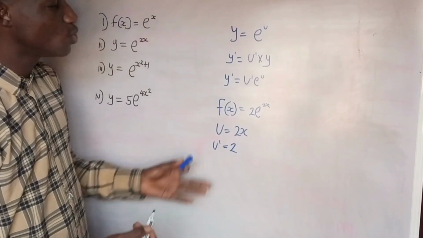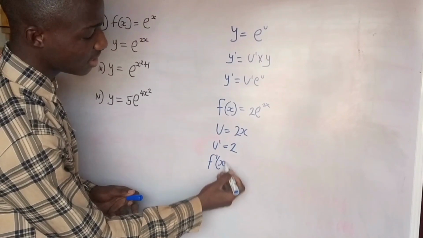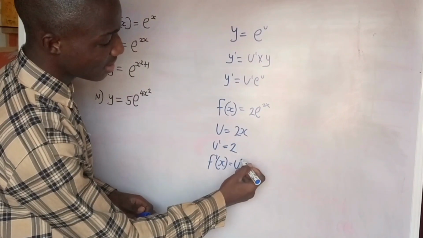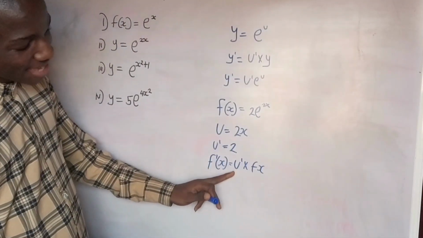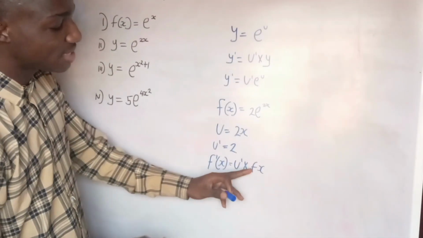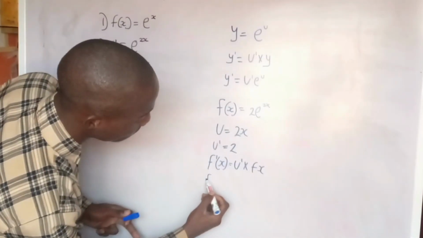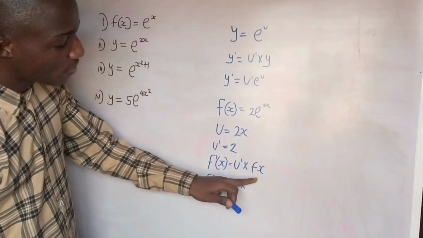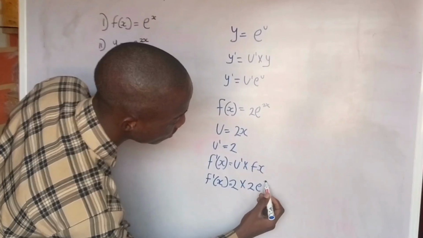After getting the derivative of u, I can proceed to use this formula. The differential form of this function f of x is equal to the differential form of u, which is u', multiplied by the function itself, which is f(x). That is the first derivative of u multiplied by the function. And don't forget that the first derivative of u is 2. So I'm going to have the first derivative of f(x) is equal to 2 multiplied by f(x), that is 2 multiplied by 2e^(2x).